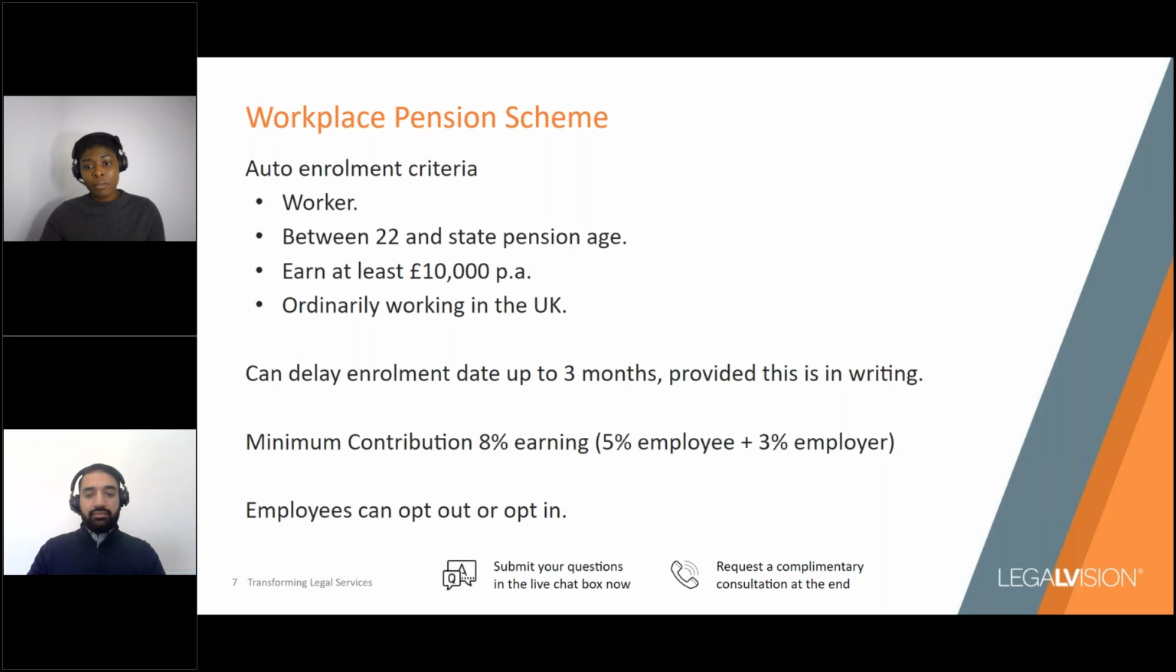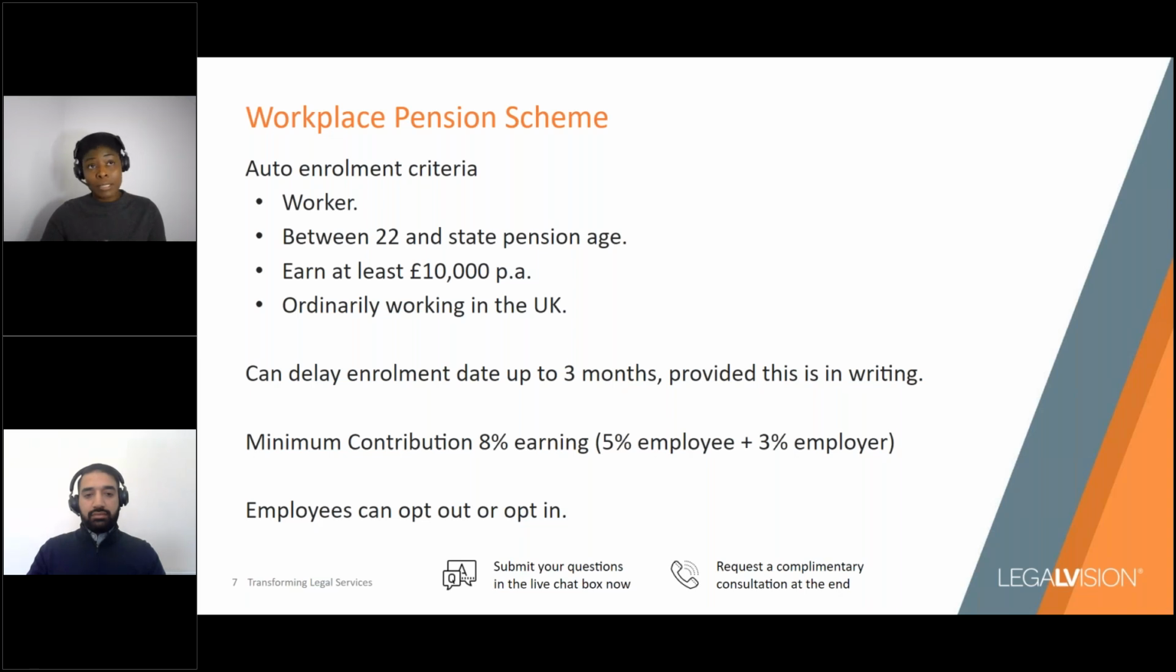There are four criteria that an employee will have to meet for you to automatically enroll them. One of them is that they have to be a worker, which includes employees. Secondly, their age. They have to be aged between 22 and the state pension age. You probably know this already. There have been debates about changing the state pension age, and it's regularly reviewed. Currently, I believe it's around 66 years, but shortly we may be looking at an increase to 68 years. So that is the second criteria employees have to meet for auto enrollment.